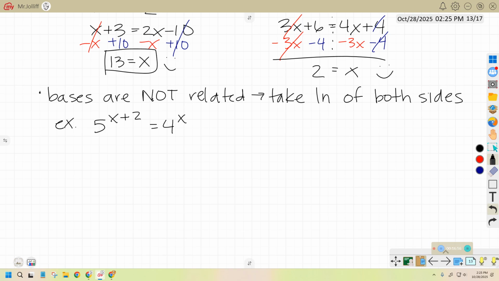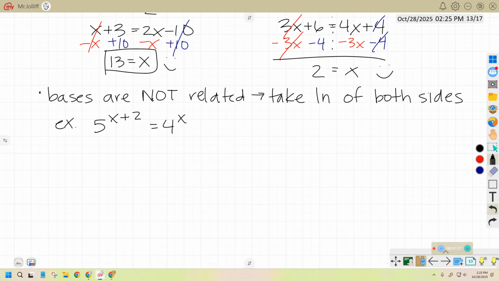5 to the x plus 2 equals 4 to the x. I want to know what value of x makes that statement true. I cannot write 4 in terms of 5 or 5 in terms of 4. 4 is a power of 2. 5 is prime. Not related.